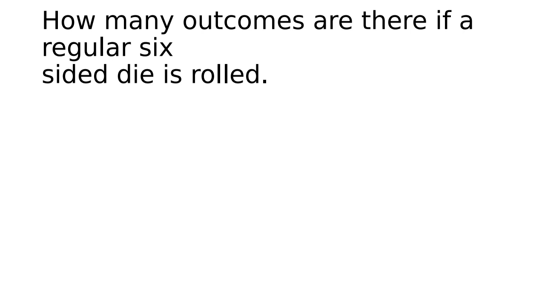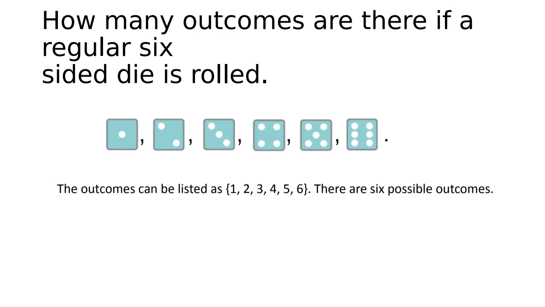If you have a die and you roll the die, how many outcomes are there if it's a regular six-sided die? We use the term regular because we are assuming that these are fair dice. So if we were to roll these, what do we get? The outcomes would be that when you roll the die, you could get a 1, a 2, a 3, a 4, 5, or 6. So we say that the outcomes can be listed as 1, 2, 3, 4, 5, 6. So we have 6 possible outcomes.